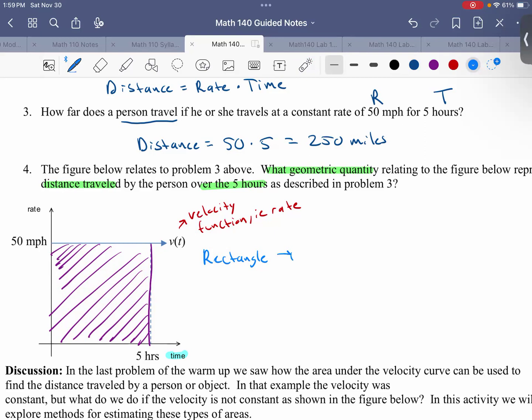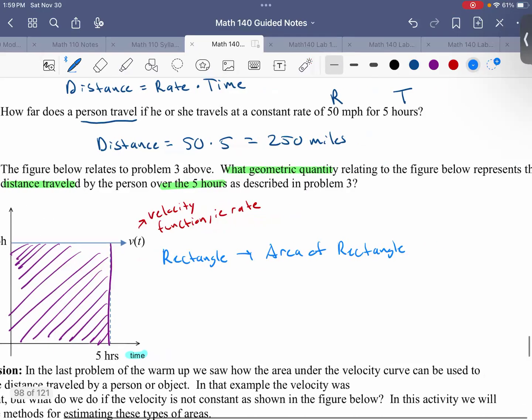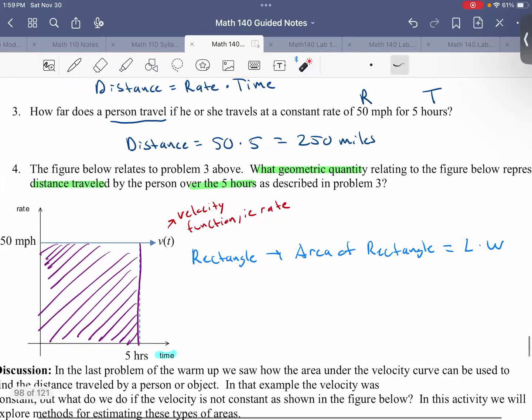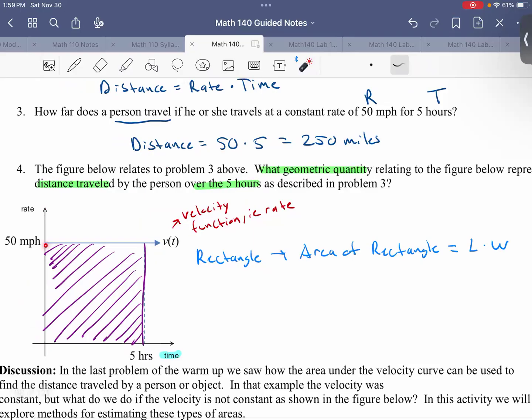So that means the area of a rectangle, and if you recall, it's length times width. If I look at my figure to the left here, the length, or rather the height, of this rectangle is going to be that 50 miles an hour, and the width of this rectangle is going to be 5.